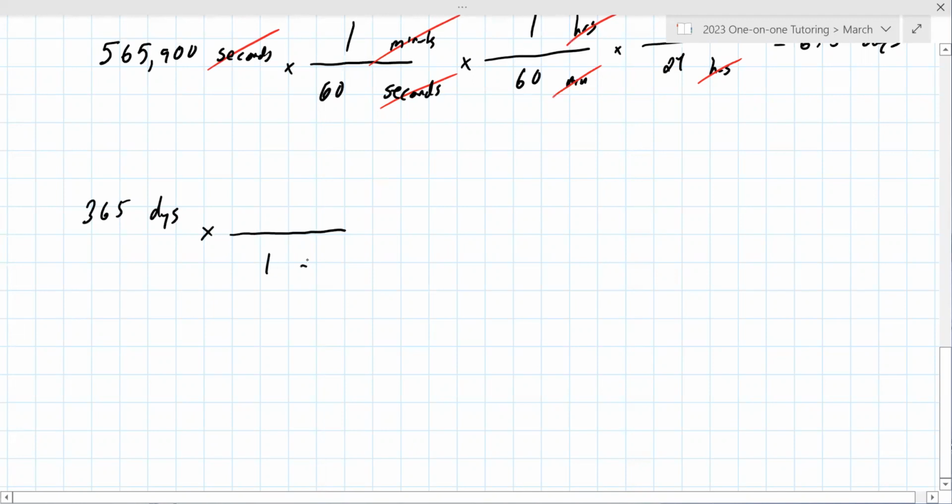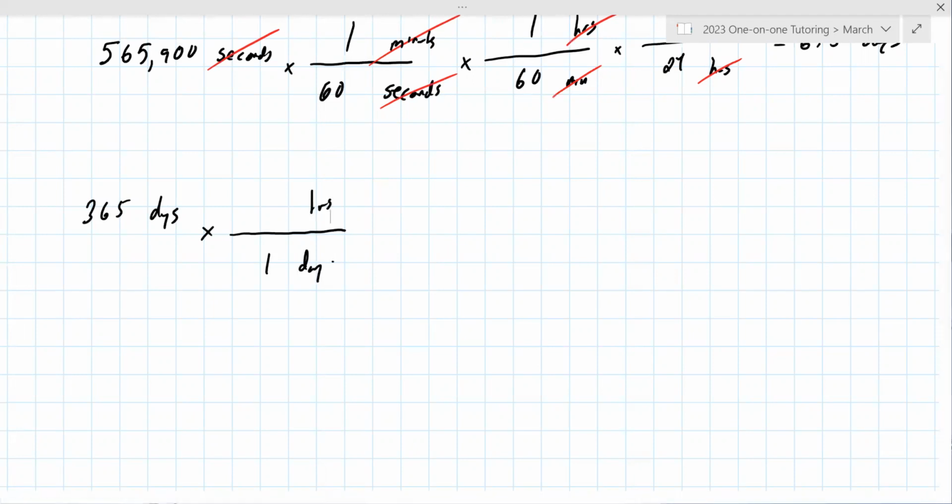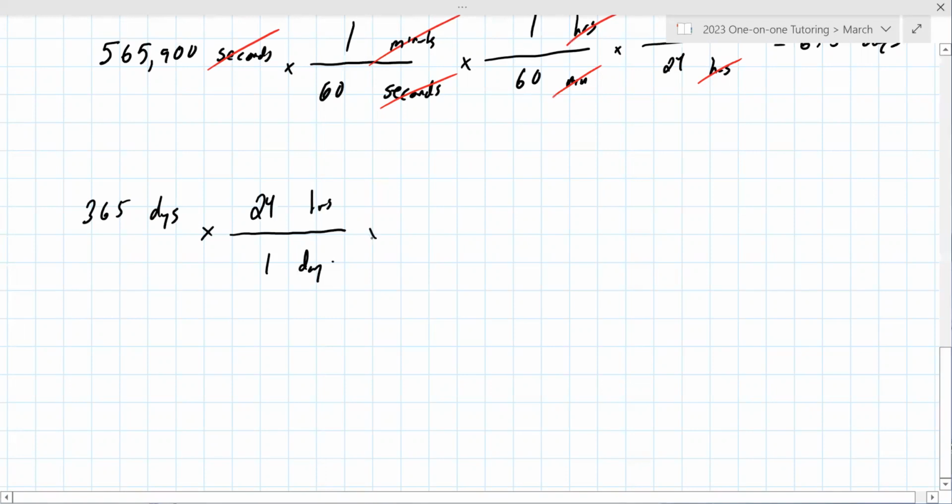So in 1 day, how many hours are there? 24. Okay. And then you can go from hours to minutes. How many minutes are in an hour? 60 minutes in 1 hour. Good. And then similarly, you can go from minutes to seconds, 60 seconds in 1 minute. So go ahead and calculate that. It's going to be a fairly large number.